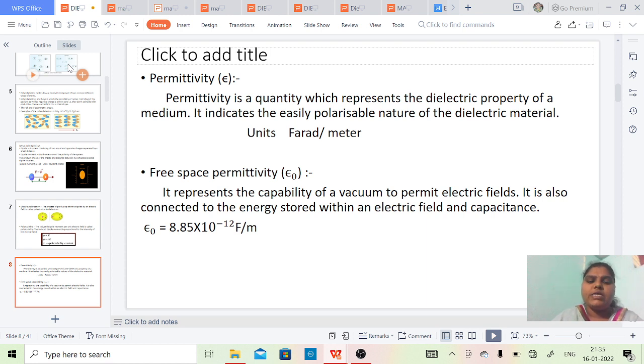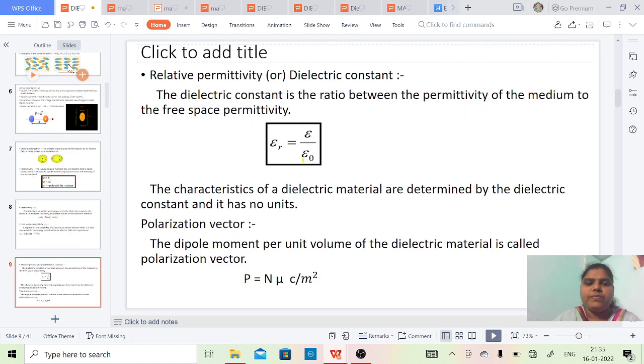And next, free space permittivity, epsilon naught, that is the permittivity of free space. It represents the capability of a vacuum to permit electric fields. It is also connected to the energy stored within an electric field and to capacitance. It is a constant value: epsilon naught equals 8.85 into 10 power minus 12 Farad per meter.